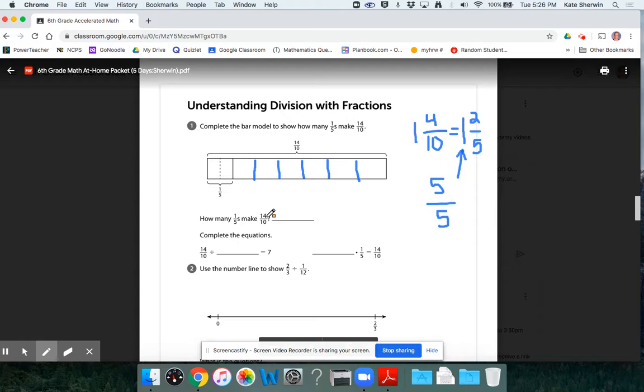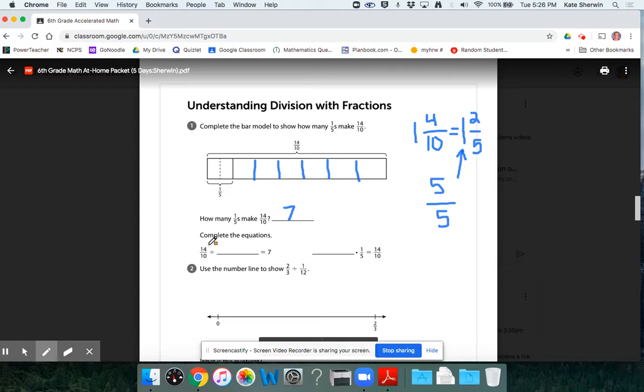And it says, how many make up 14/10? And 1, 2, 3, 4, 5, 6, 7 of them do. 7/5 make up 14/10. Now down here, this is what I think you may get caught up on. Try not to. This is where it's asking you to use your model to answer some questions. So let's understand the questions before we get caught up on an answer.